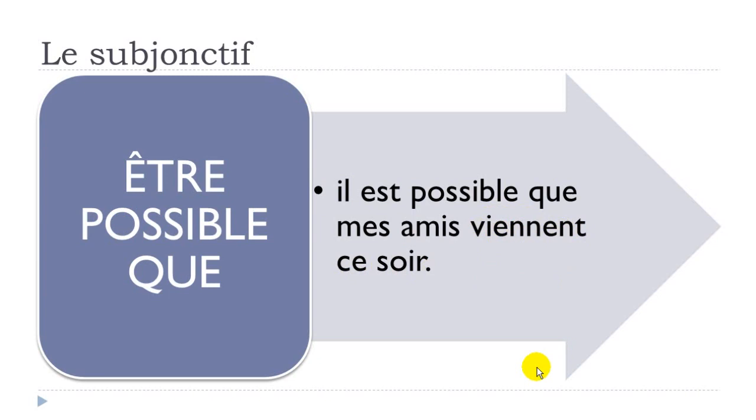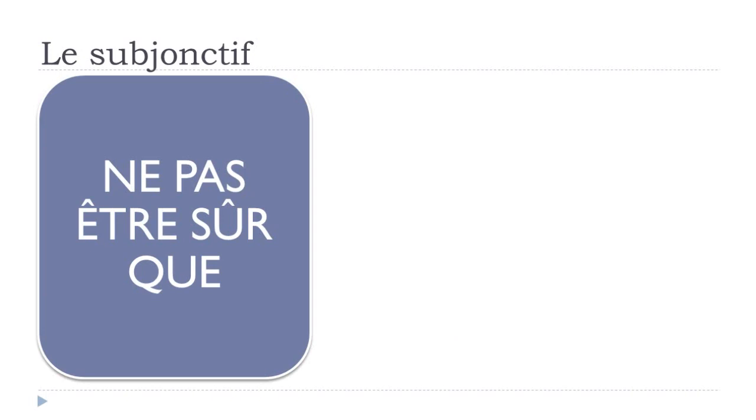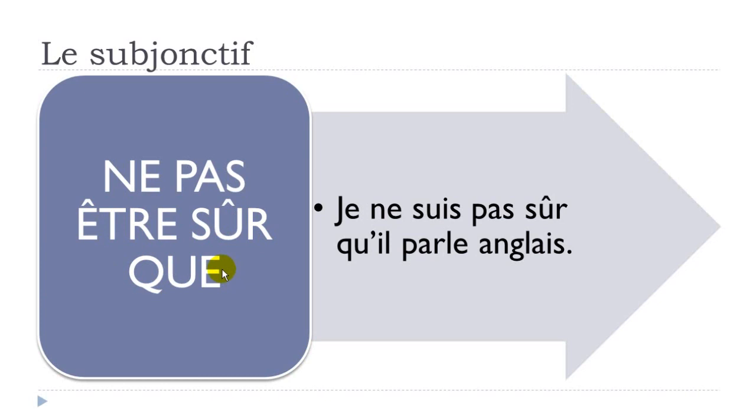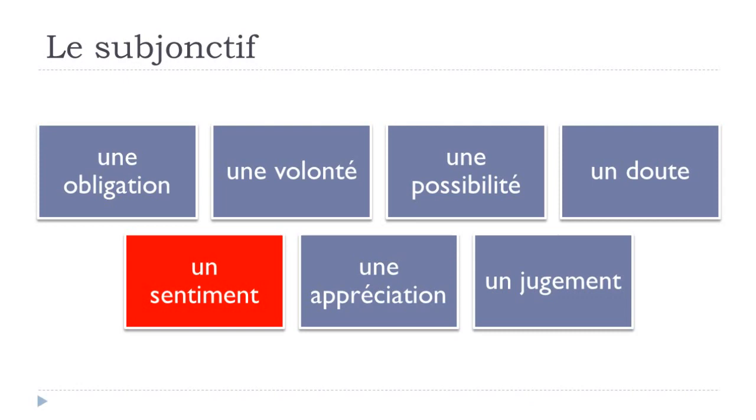Un doute, a doubt, so let's see what we've got, and the structure, so être sûr, to be sure, okay? But then, of course, you should put the negative form of this to be sure. So, ne pas être sûr que, okay? Because you want to express a doubt. So, je ne suis pas sûr qu'il parle anglais. Okay, so I'm not sure that, and then, il, he, parler, to talk, to speak, anglais, English, okay? And here, you've got your verb, parle, and this form is the subjunctive. Okay? Let's see the next one.